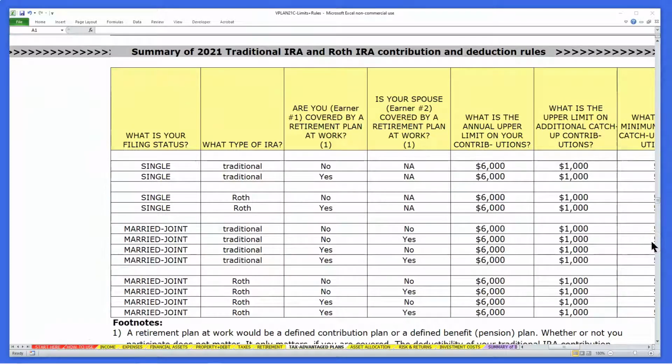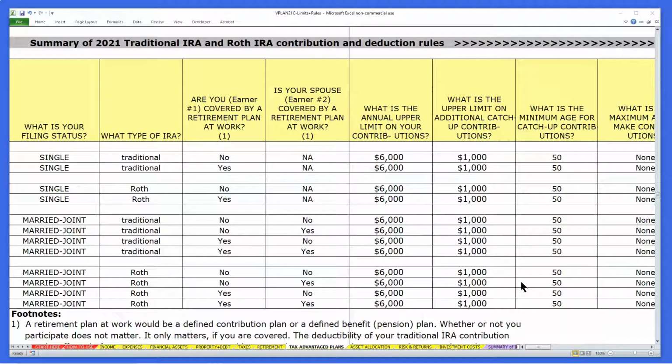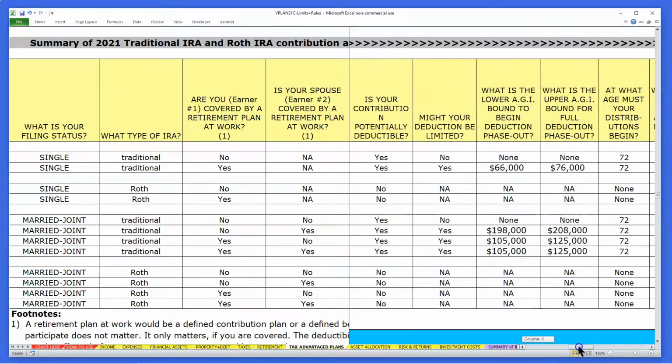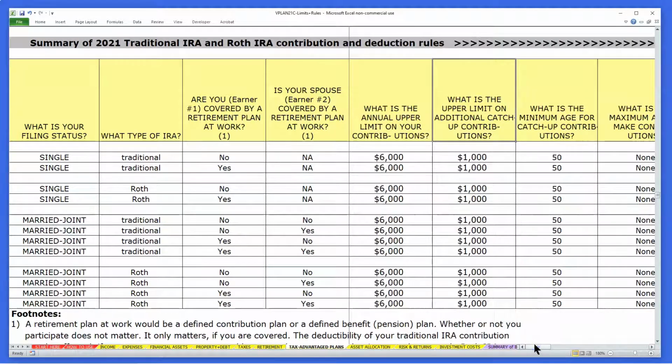I stopped the video so that I could fiddle around with zooming within Microsoft Excel, and now I'm restarting so that we can see this a little bit more clearly. I'm also setting this up within Microsoft Excel so that these first 4 columns here are going to stay in place while I can scroll over the other ones here, for example, like this. The reason for doing that is because the rules depend upon whether or not you are covered by a plan at work, and that can vary, and we'll see that over here.